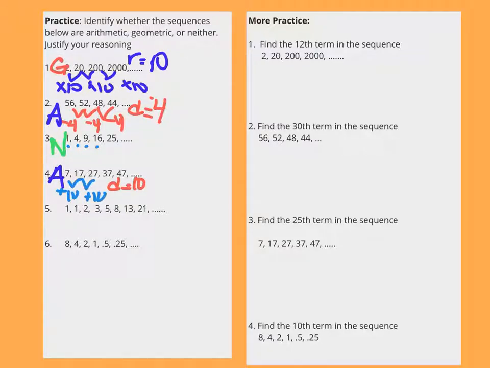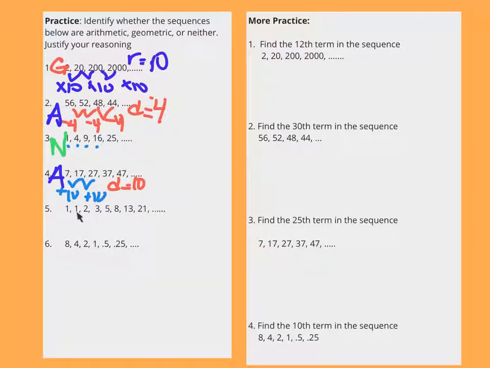If I look at sequence number 5, I have 1, 1, 2, 3, 5, 8. So it's increasing, but it's increasing slowly. If I look at the difference between terms, 1 minus 1 is 0, 2 minus 1 is 1, 3 minus 2 is 1, 5 minus 3 is 2. So the difference isn't the same.